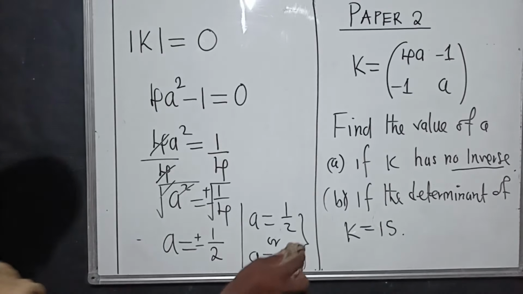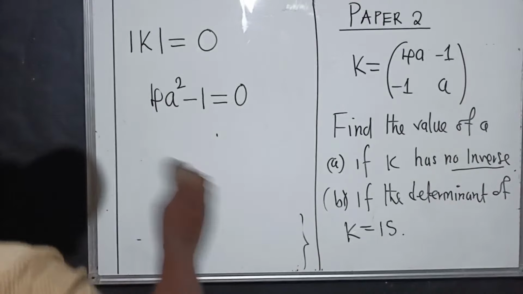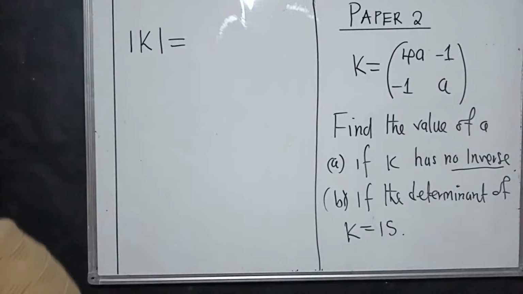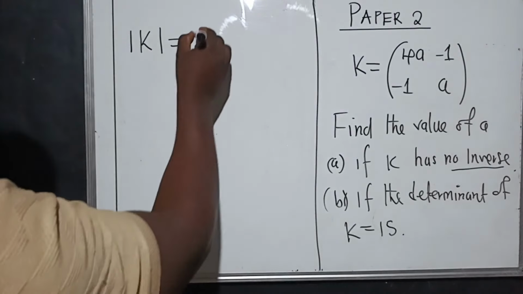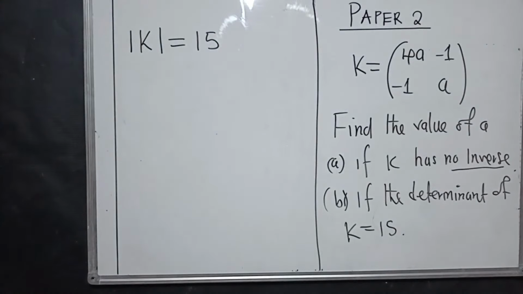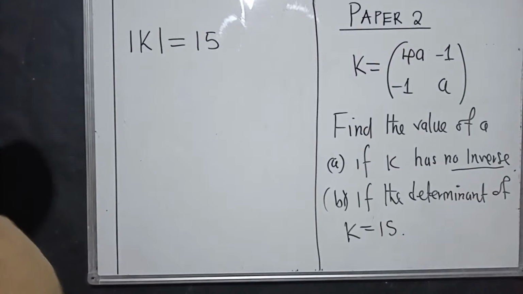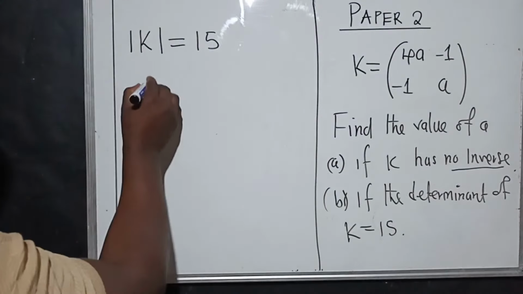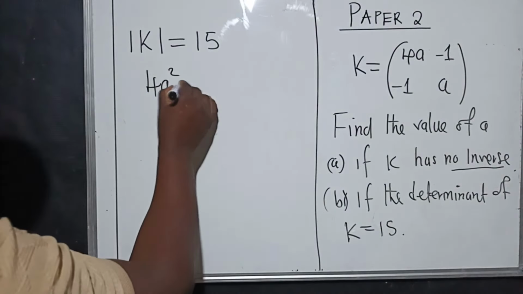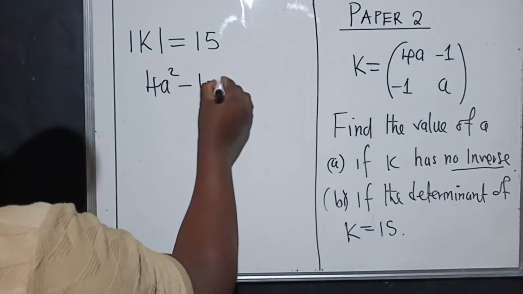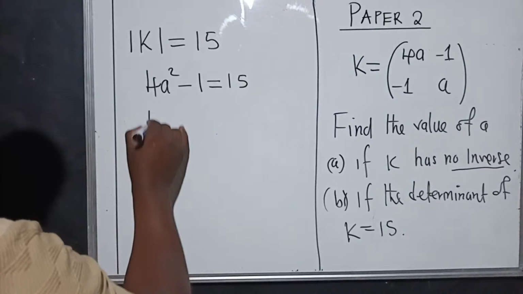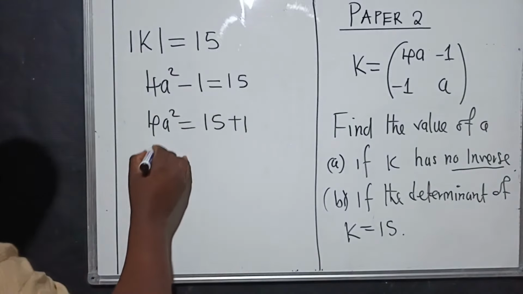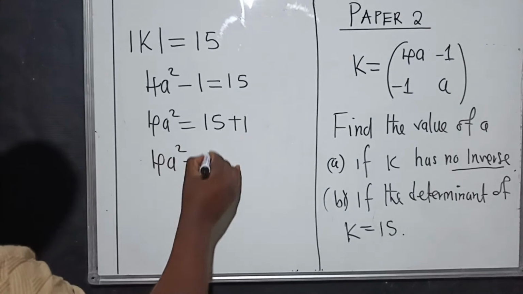So we answer B. For B, they've given us the determinant. They have said, if the determinant of matrix K is equal to 15, so here we can say the determinant is equal to 15. So when the determinant is equal to 15, of course, we can say this times this, we're getting 4a power 2, 4a power 2 minus 1 when we multiply this. This time around, we're going to say equal to 15. So 4a power 2 is equal to 15 plus 1, 1 across the equal sign. 4a power 2 is equal to 16.